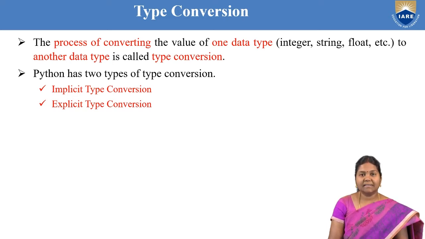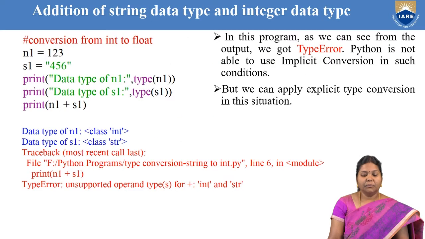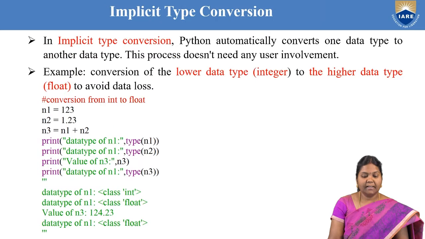First, let us discuss what implicit type conversion is, and see one example of it. In implicit type conversion, Python automatically converts one data type to the required data type, and the process doesn't need any user involvement. That means the Python interpreter will do the data type conversion automatically without the user's involvement.